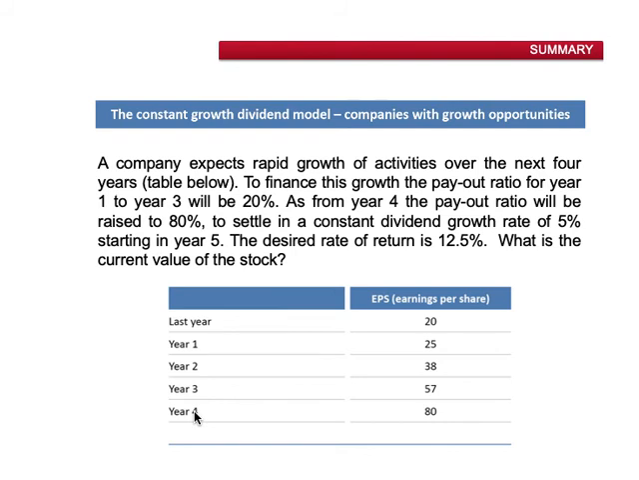To settle in a constant dividend growth rate of 5% starting in year 5. So in year 5 onwards, we are going to have a constant dividend growth rate of 5% per year until infinity. The desired rate of return, also called cost of equity capital, is 12.5%. Question, what is the current value of the stock?